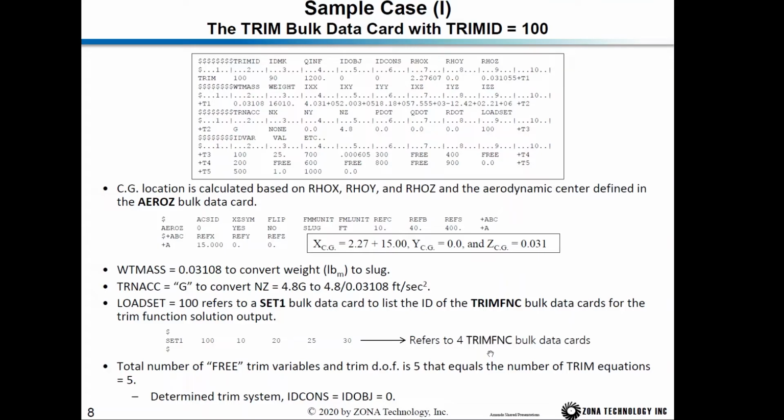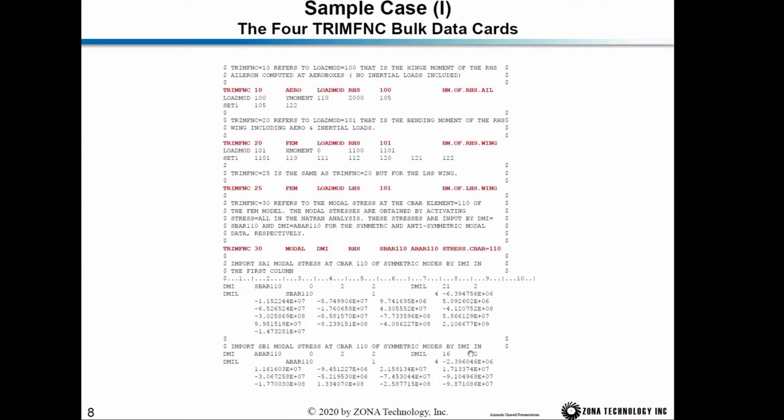Okay, so when the trim module solves this trim problem, it will calculate the value of the trim functions and print them out in the standard output file. So those are the trim functions. The first one we want to define is the hinge moment of the right hand side aileron. So trim function ID 10, and it belongs to the aerodynamic quantity. It refers to the load Markov.